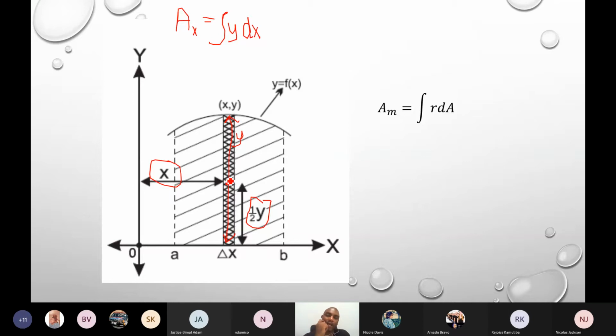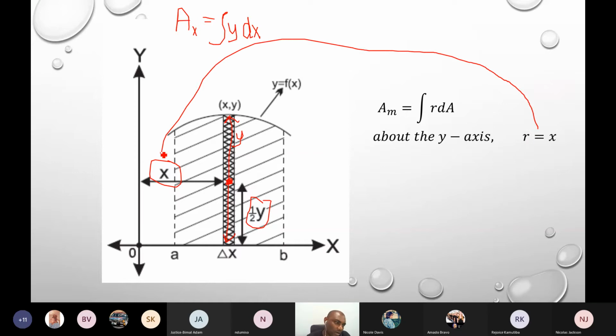So now, if you're calculating area moment, you can calculate area moment about the x-axis or area moment about the y-axis. They can ask you area moment about the x, or area moment about the y. So let's say they asked me area moment about the y-axis. If they asked area moment about the y-axis, my R would be x. Remember, I showed you that this is my R.